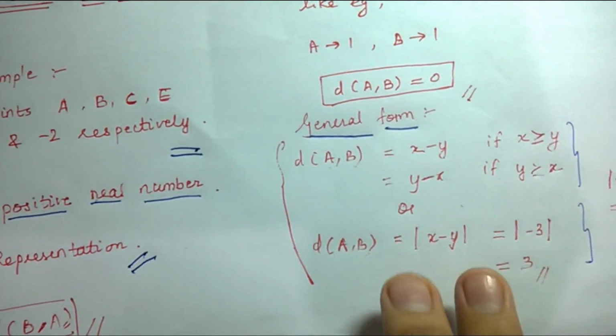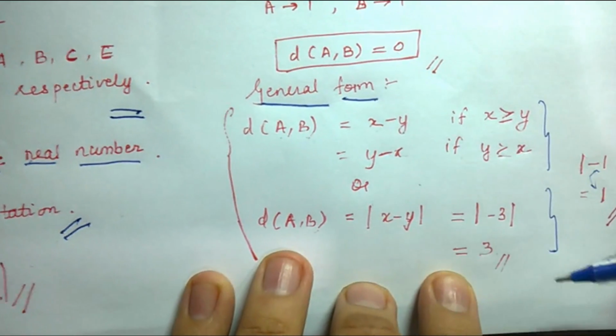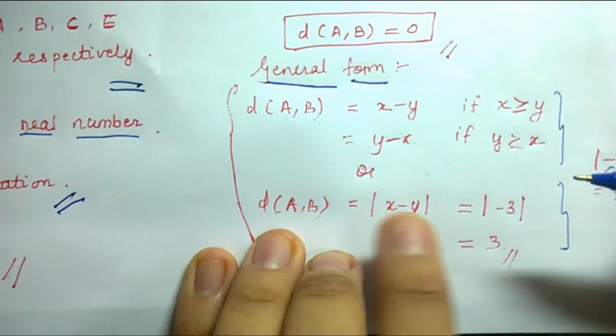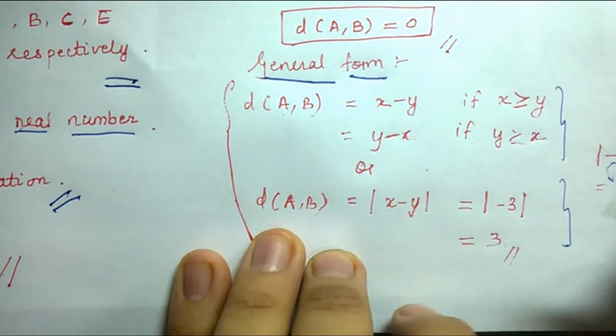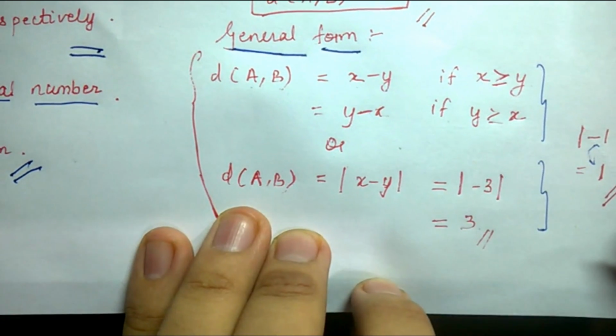Or we can directly use the modulus, because any quantity which comes out of the modulus will be a positive quantity. So smaller minus bigger or bigger minus smaller, it doesn't make a difference, because the modulus sign will convert it into a positive quantity.